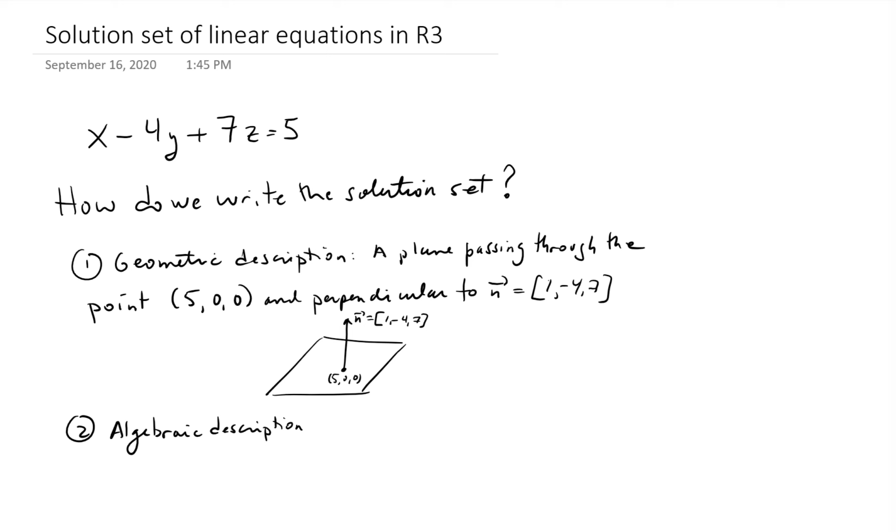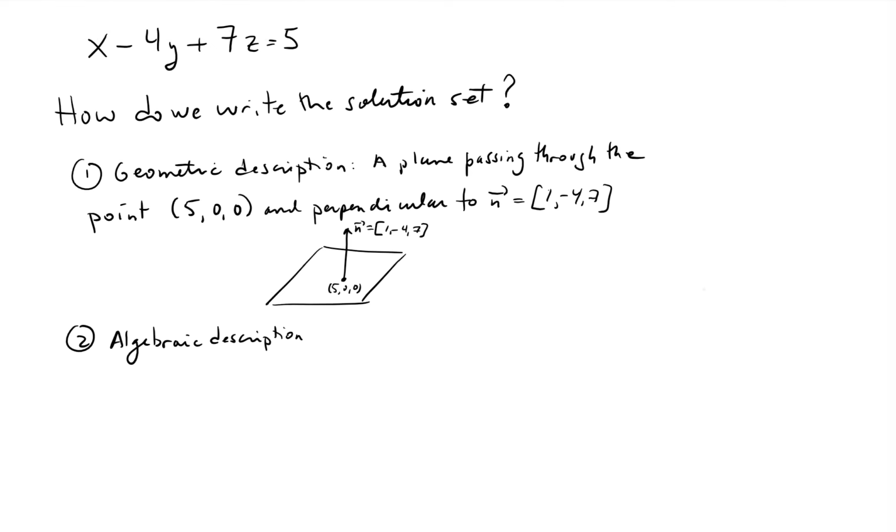So sometimes you'll be asked to describe your solution set geometrically. Usually that comes from obtaining the set algebraically and then getting the geometric description. Here we're going the other way around. So now I want to show you algebraically how you can recover the solution set. So how do you do this?